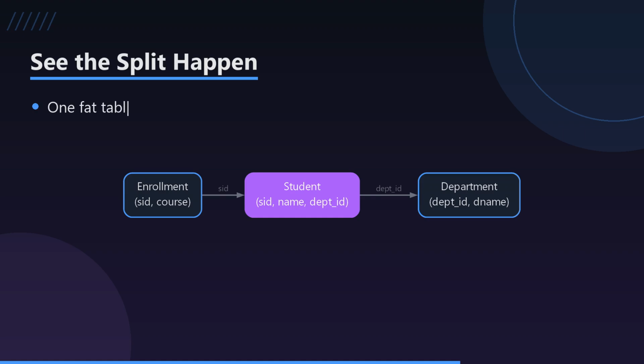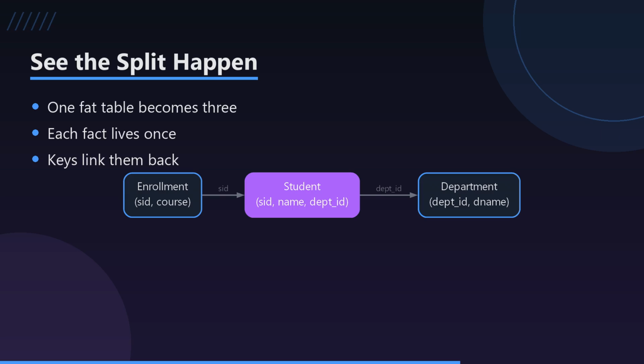Clean. Step back and look at the whole journey from one crowded table to three focused ones. Each table now owns exactly one idea, and the key stitches them back together whenever you need the full picture. This little map is what normalization actually buys you.